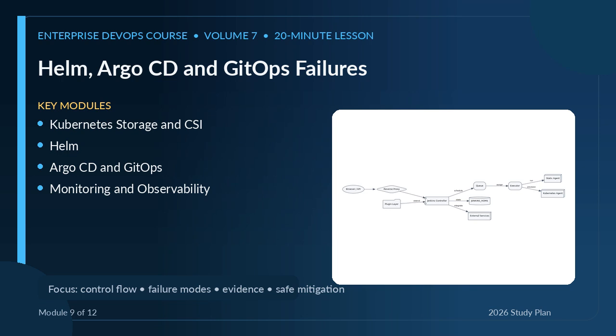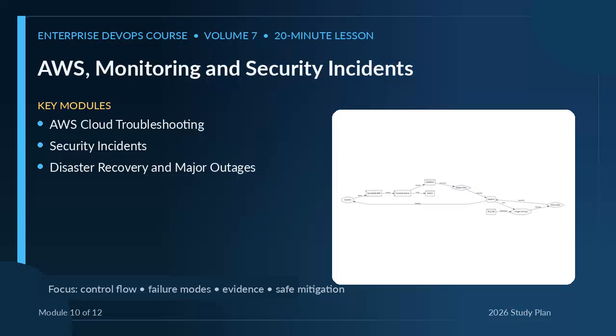In an interview, explain the design choice, the most likely failure mode, the evidence you would collect, and the safest mitigation before making a permanent correction. AWS monitoring and security incident. The module on AWS cloud troubleshooting establishes the following ideas.